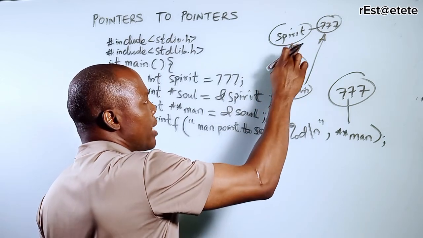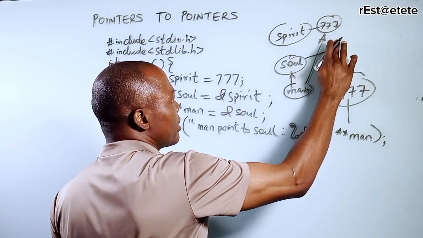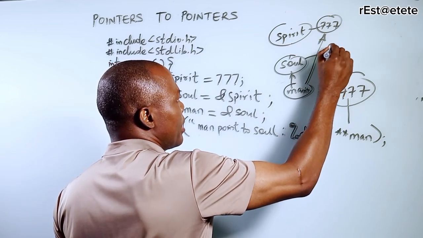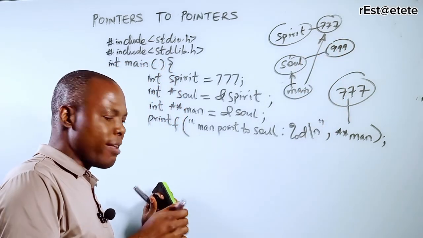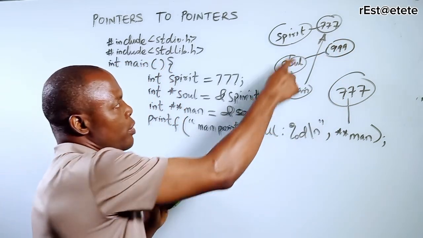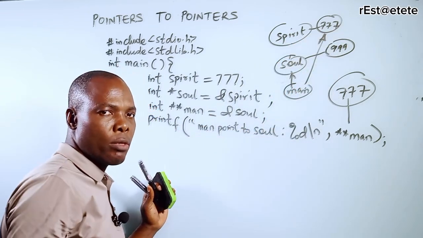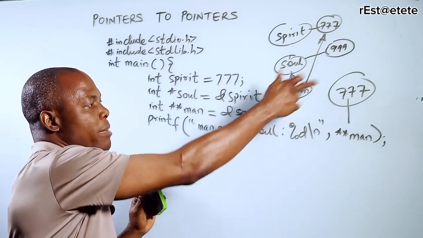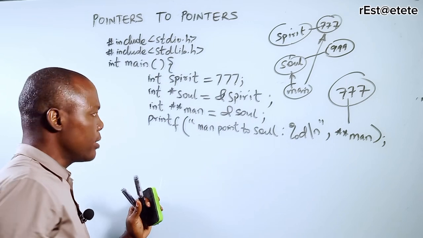But I want this soul now, instead of pointing to the spirit, to point to something else. Let's say 999. That is when man fell. So instead of pointing to the spirit where it was housing this, I'm going to point it to something else, which is the flesh. And then man is going to display what is in that flesh. So how do I write that in a C program?